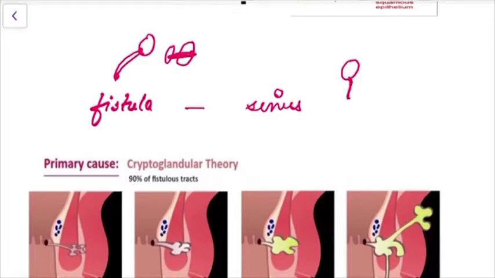Okay, which is not opening onto the exterior. Okay, so we know the basic difference between the fistula and the sinus. Now let's learn about the pathophysiology of the perianal fistula.